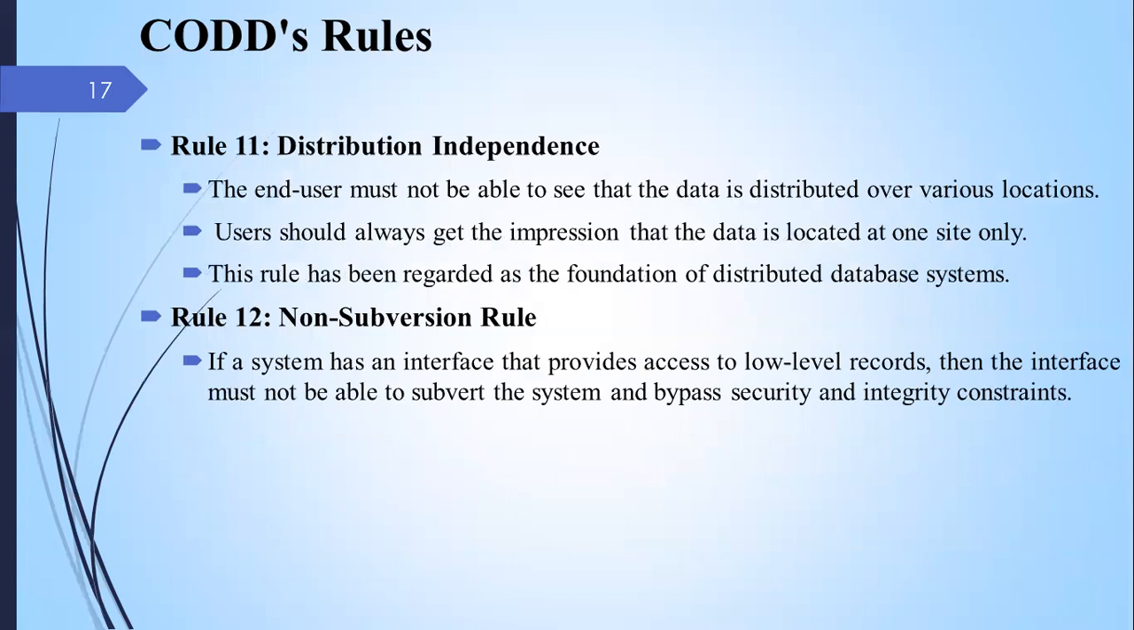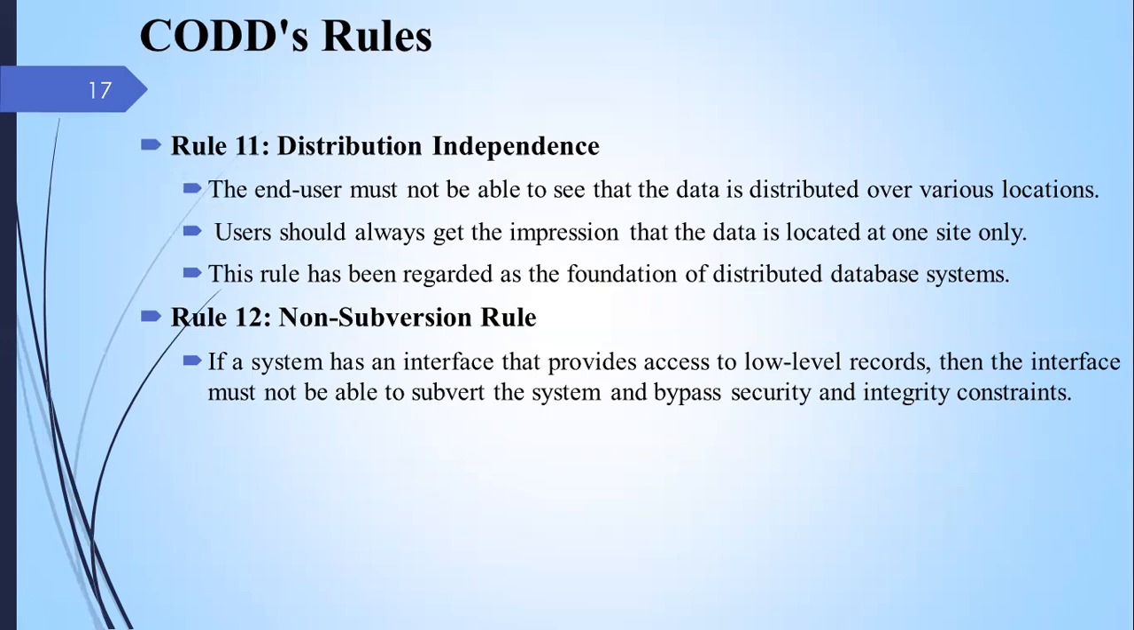Distribution independence. The end user must not be able to see that the data is distributed over various locations. Whatever data you are going to access may have different locations, but the end user must not be able to see that the data is distributed over various locations. The user should always get the impression that the data is located only on one site. This rule has been regarded as the foundation of distributed database systems.